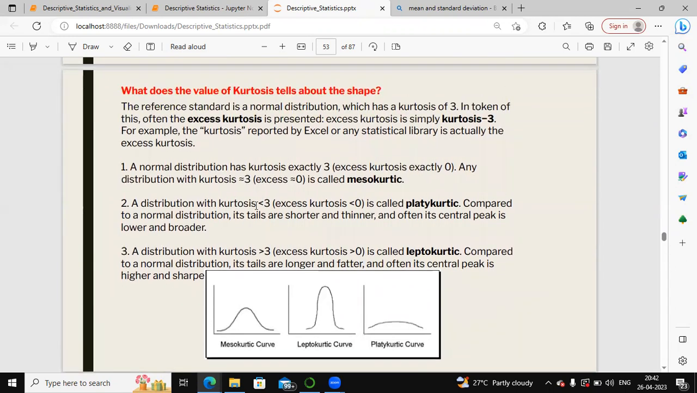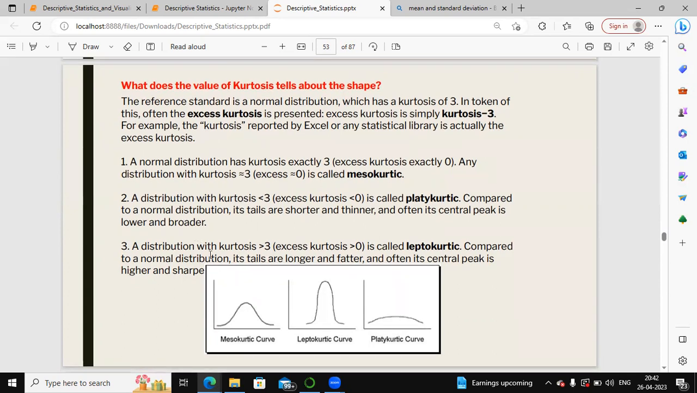And a distribution with excess kurtosis less than 0 is called platykurtic. Compared to the normal distribution, its tails are shorter and thinner, and often its central peak is lower and broader. The distribution with excess kurtosis greater than 0 is called leptokurtic. Compared to the normal distribution, its tails are longer and heavier, and often its central peak is higher and sharper.